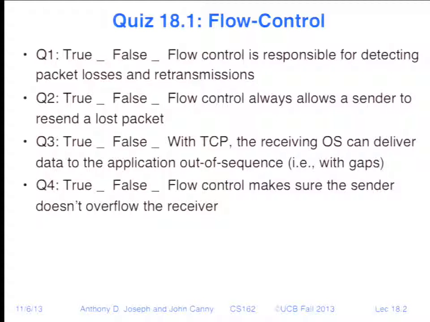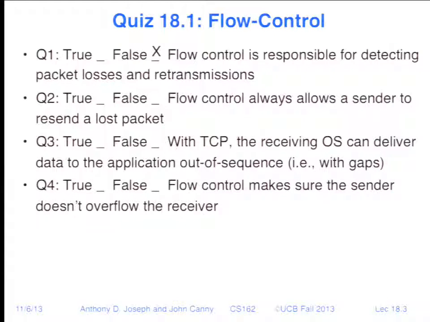First of all, though, let's review the material from last time that Anthony covered. First of all, flow control is responsible for detecting packet loss and retransmission. Is that correct or incorrect? False. Congestion control deals with loss and retransmission.